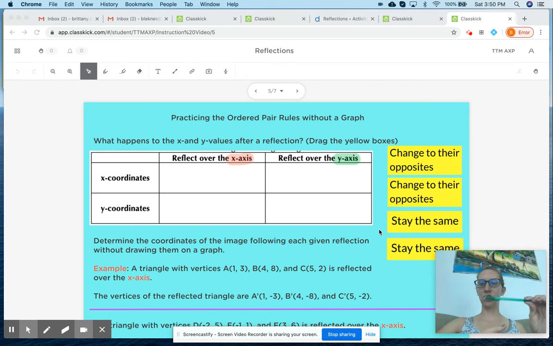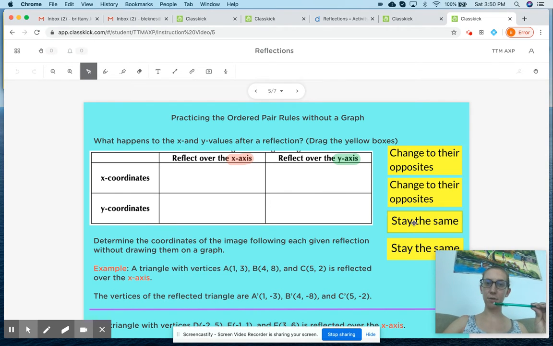So what am I changing? Am I changing the x values or the y values right now? I'm changing the y values because they're what change when you move up and down. Notice my hand is not moving side to side at all, so I am not changing the x values. So when I reflect over the x-axis, the x coordinates stay the same.